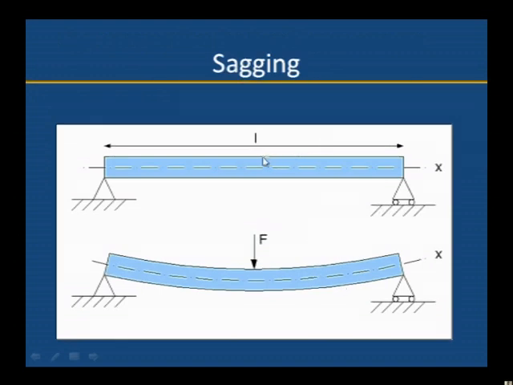Sagging bending moment generally we will observe in the case of a simply supported beam. Here if a load is applied on the simply supported beam, then it will bend like this. Normally this simply supported beam undergoes the sagging bending moment.